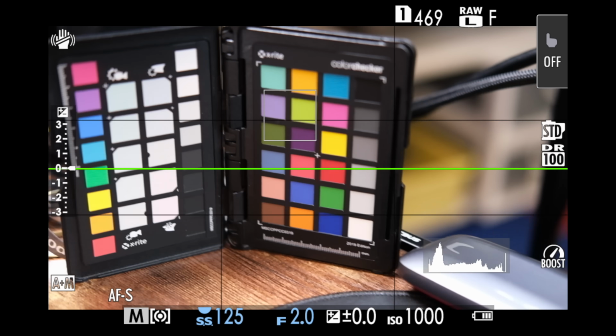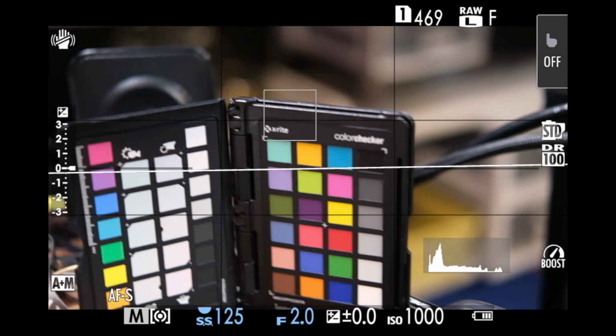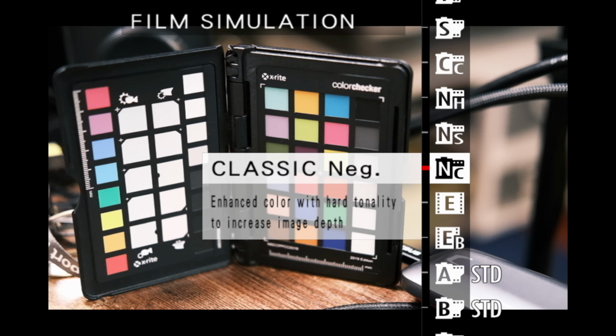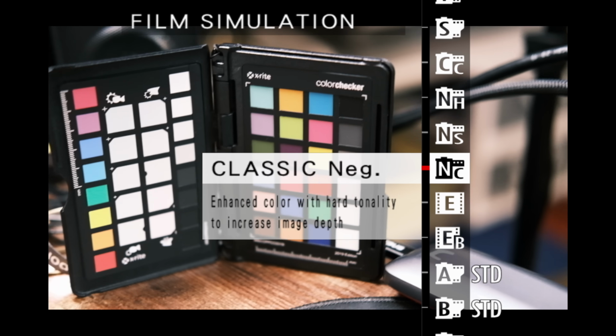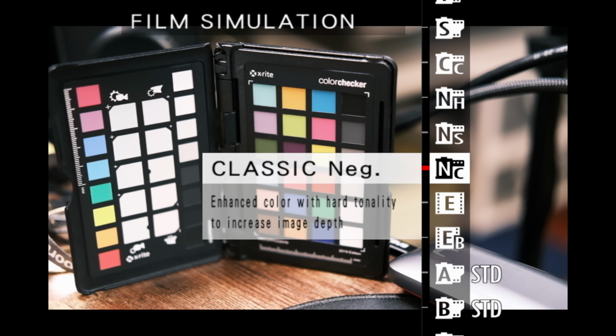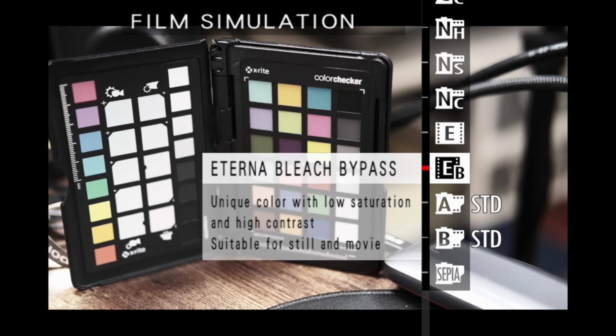So normally when you're looking through the rear LCD screen or the viewfinder and you change your film simulations, look at how it changes in the viewfinder. You see that? For example, here's Classic Negative. Look at the color chart right there, but watch what happens when I switch it to Eterna. You see that? Or Bleach Bypass.